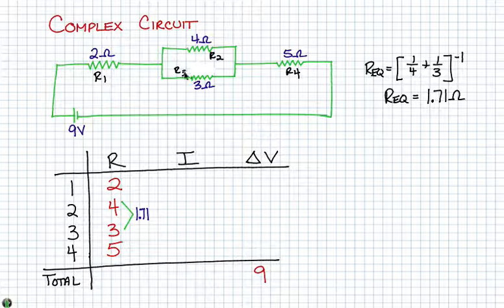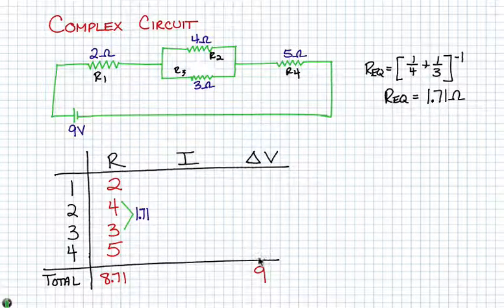And the reason I add these is when I combine them, you pretty much replace them with one hypothetical resistor, and you then have 3 in series. So 2 plus 5 is 7, plus 1.71 will give me 8.71. So 8.71 ohms is my total resistance.